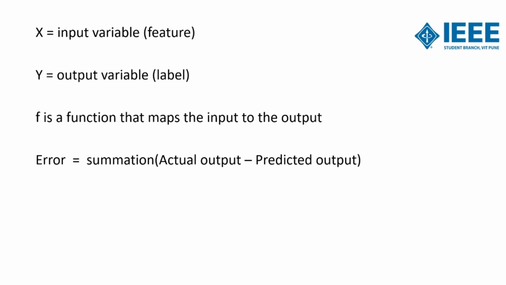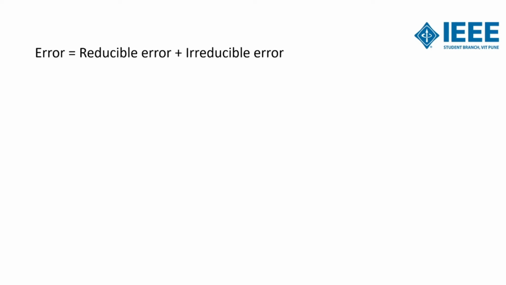Mathematically, let us assume that x is the input variable or feature and y is the output variable or label for a machine learning model. F is a function that maps the input to the output. Then the error can be expressed as the summation of the difference between the actual value and the predicted value. Error can also be written as the sum of reducible error and irreducible error.